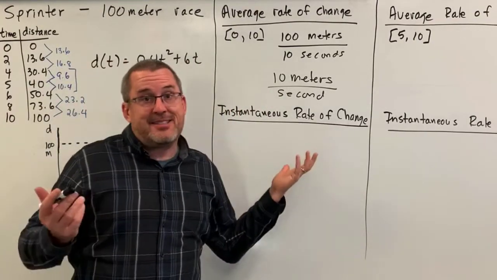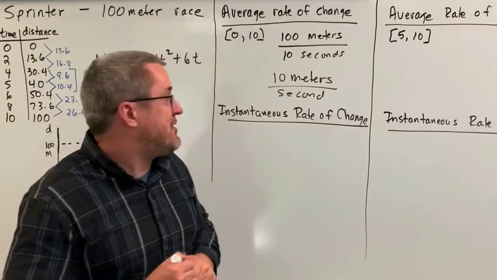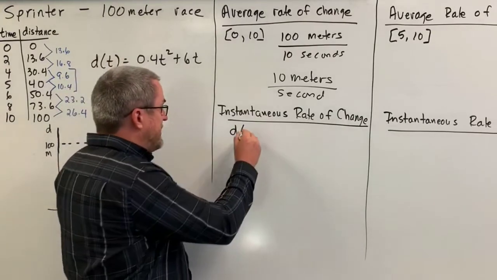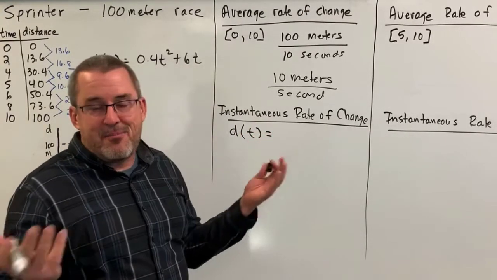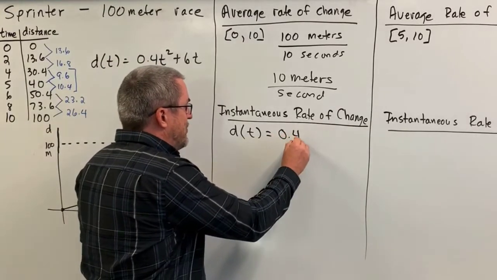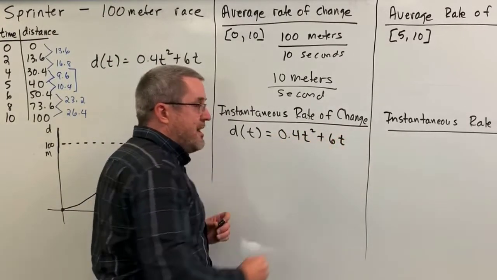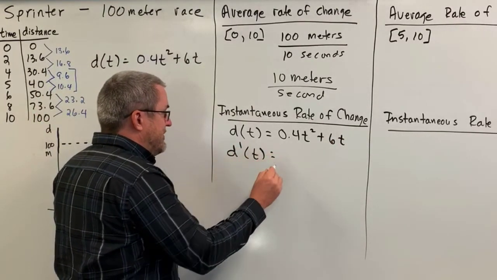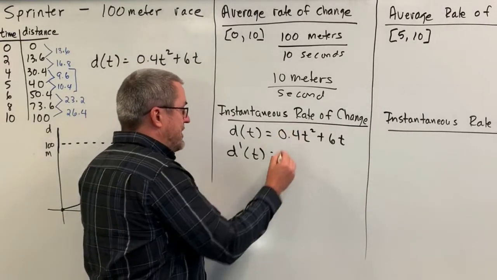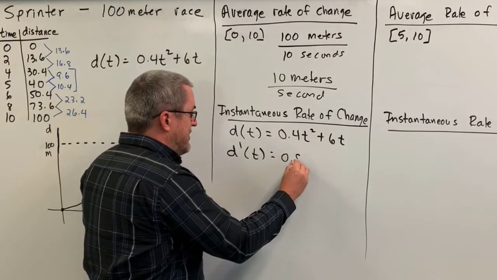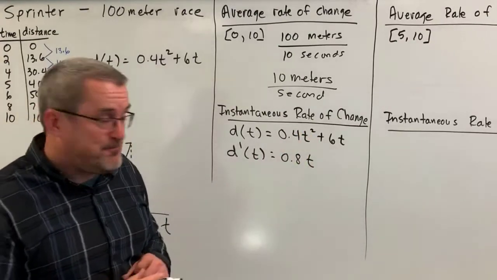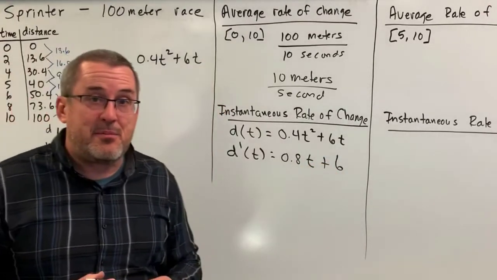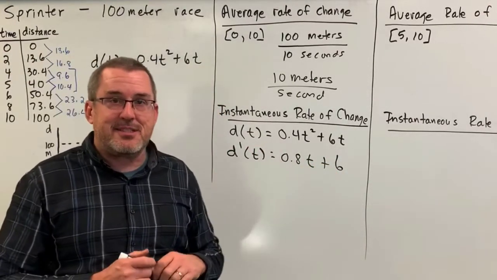What we now know about instantaneous rate of change is we can measure it using the derivative. In this case, a model for the distance the runner is from the starting line as a function of time is 0.4t squared plus 6t. Therefore, the runner's instantaneous rate of change, the derivative, using the power rule would be this: 2 times 0.4 is 0.8t, decreasing that power by 1. And then the derivative of 6t is just 6. And so our derivative function would be this linear function, 0.8t plus 6.